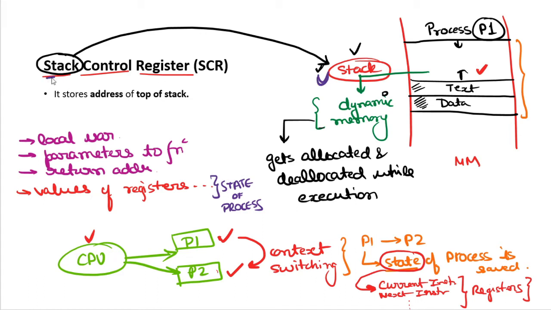Now, what is stack control register? The CPU has to keep track of what? Because this stack is allocated and deallocated during execution, it does not have anything hardwired right now. So what a processor does is it maintains the state of stack.